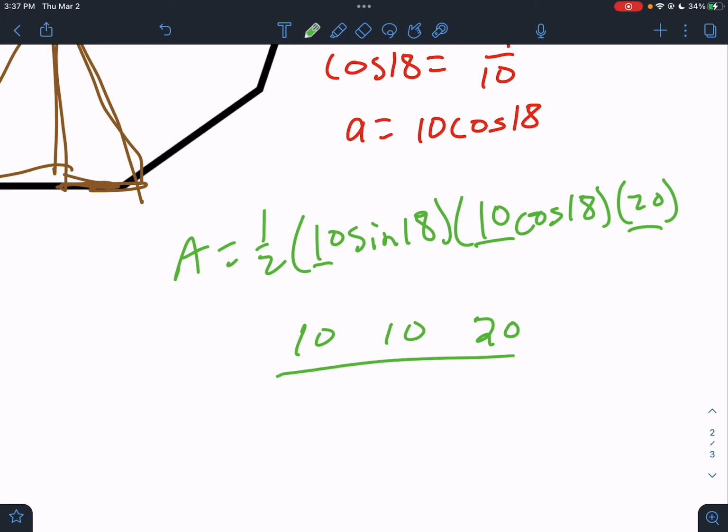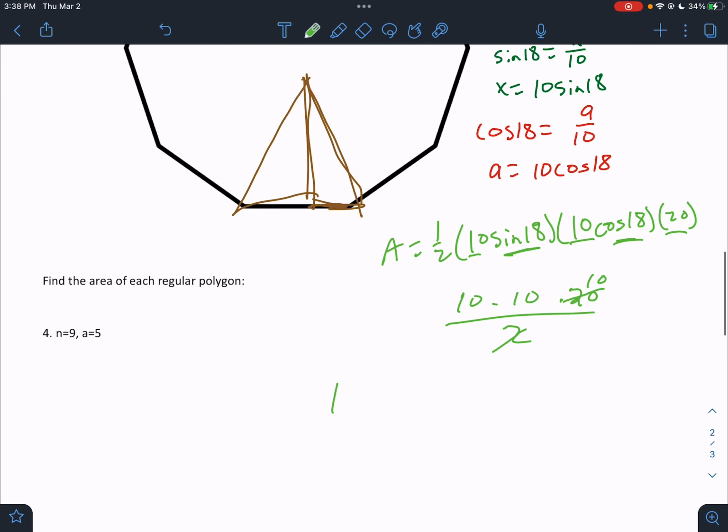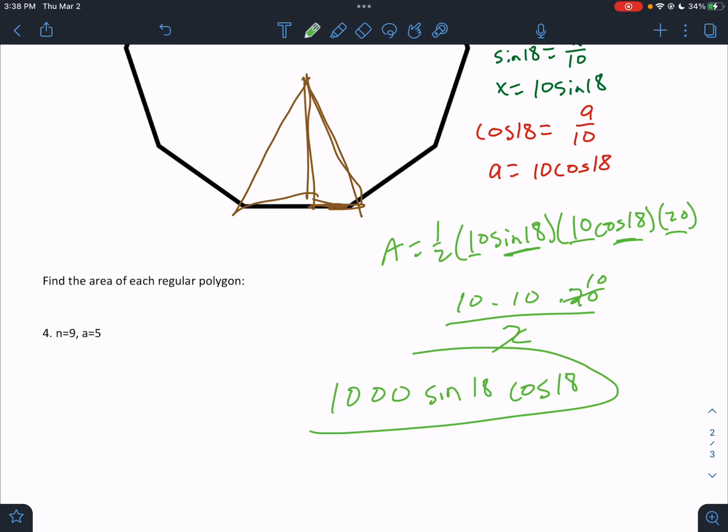And we're dividing by 2, right? We'll put this in later, but that's what we're doing. Practice doing this in your head. Well, 20 divided by 2 is just another 10, so that would be 1,000. 1,000, and we have a sine 18 and a cosine 18. So that's your final answer.